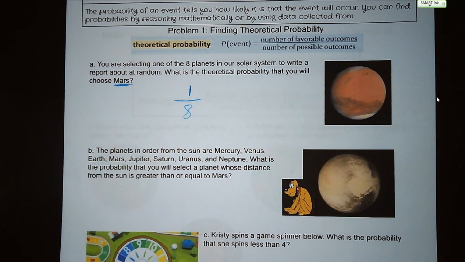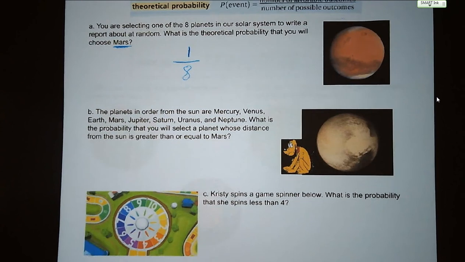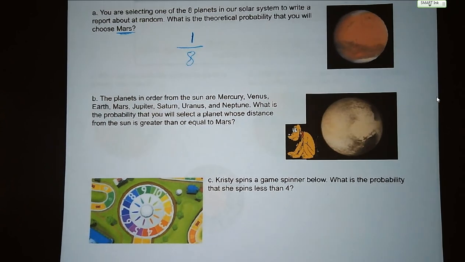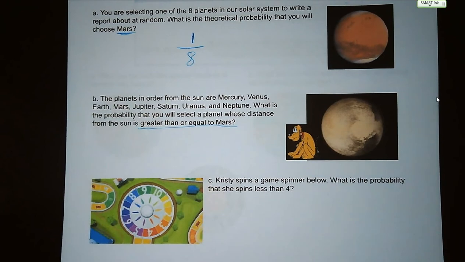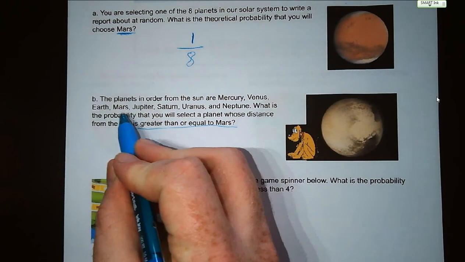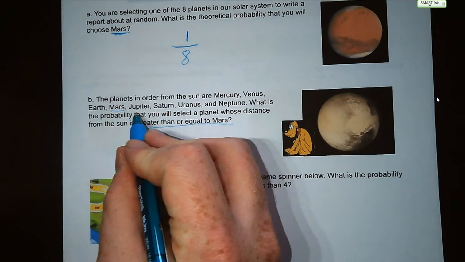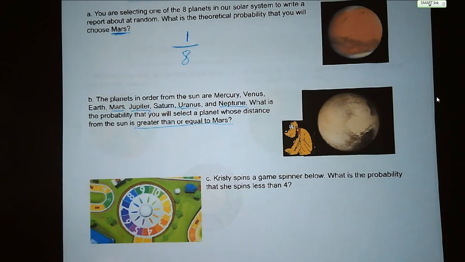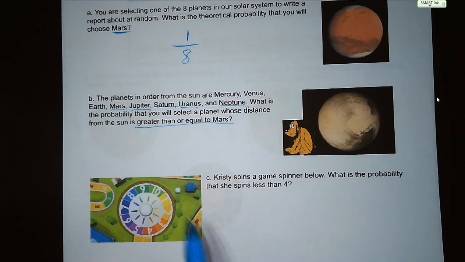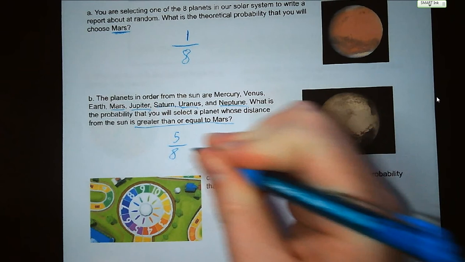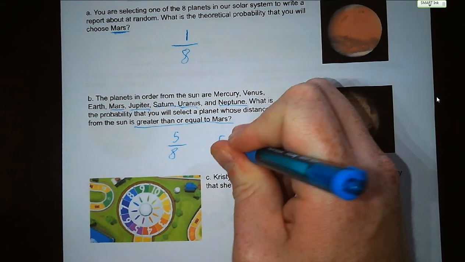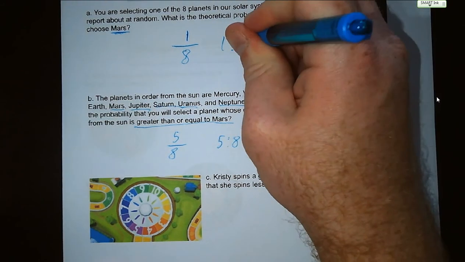Letter B. The planets in order from the Sun are Mercury, Venus, Earth, Mars, Jupiter, Saturn, Uranus, and Neptune. What is the probability that you will select a planet whose distance from the Sun is greater than or equal to Mars? Well, if these were in order, so Mars is greater than or equal to Mars, so is Jupiter, Saturn, Uranus, and Neptune. So that's 1, 2, 3, 4, 5 out of 8. It can sometimes be written as 5 of 8, 1 of 8.